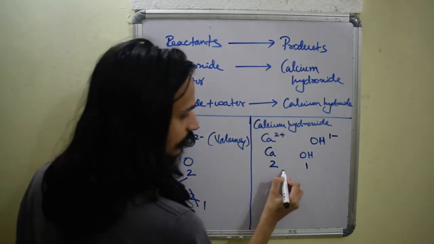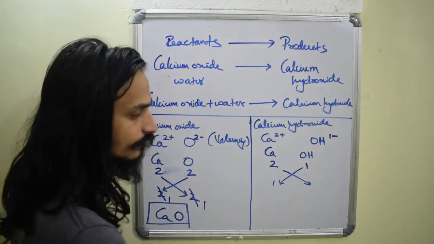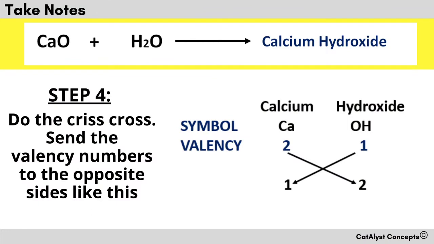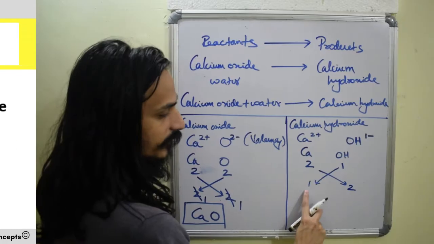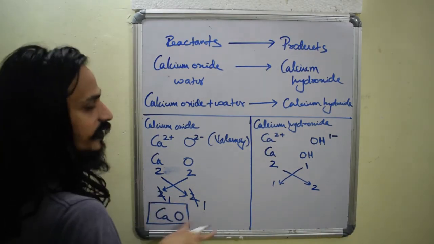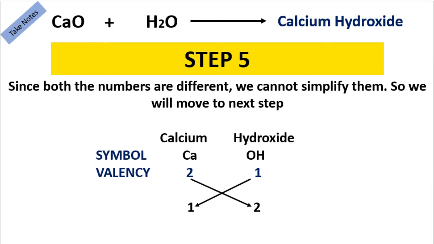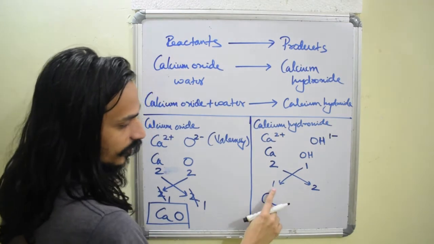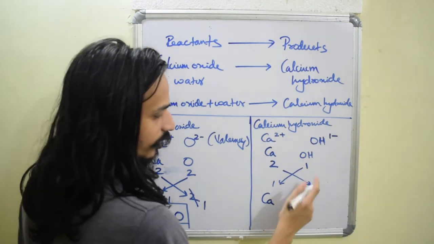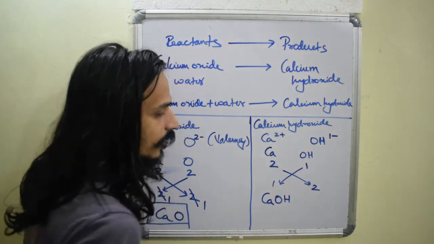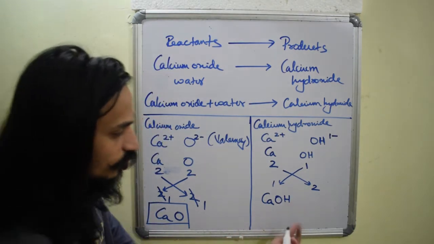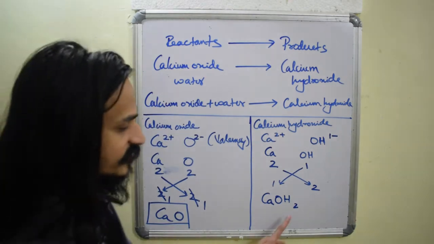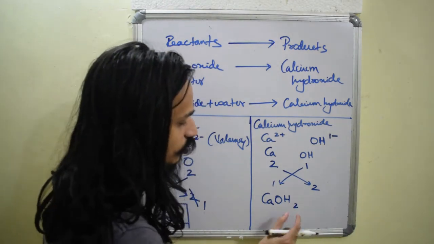Next, switch the numbers: 2 there for OH and 1 here for calcium. Now these are different numbers, right? I cannot simplify them. The earlier ones were the same so I simplified, but over here I cannot. So now I'll write calcium and the number that follows. Since it's 1, you can omit it. Next is OH, and now the number, which is 2. We'll write this 2 at the bottom, which is called a subscript. So Ca, OH, twice.